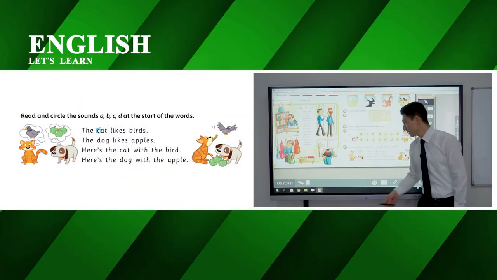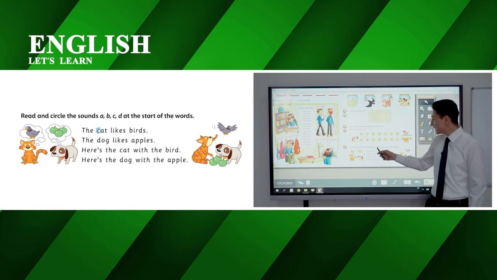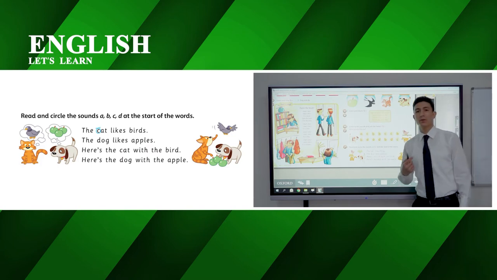Devam edelim. Yani read and circle the sounds A, B, C, D at the start of the word.